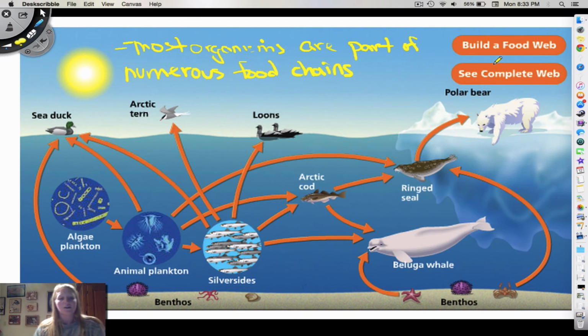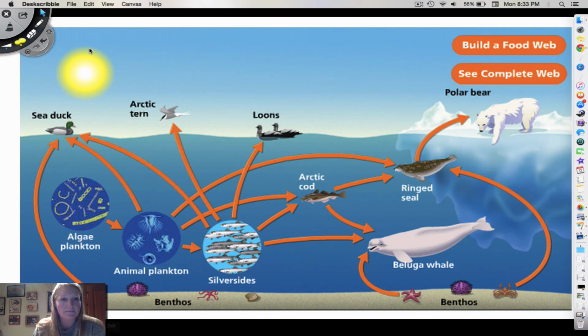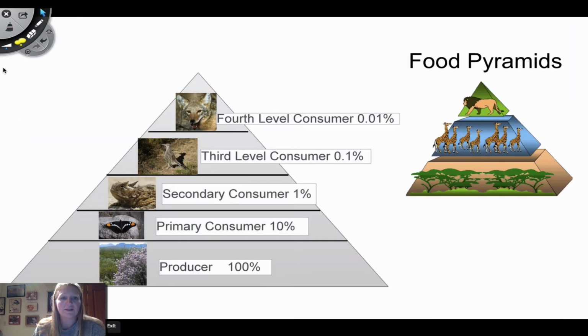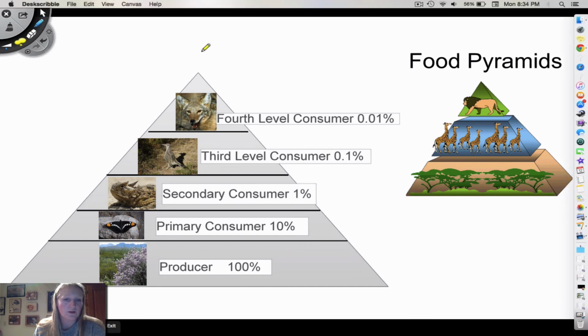Okay. Now, as far as energy, right? These guys are the ones that harness the energy. But one thing that's important is how much energy is actually being exchanged from this to this to this. Okay, and so that's what our last topic is going to be about today. We use something called a food pyramid to explain how energy is moved from one feeding level to another.